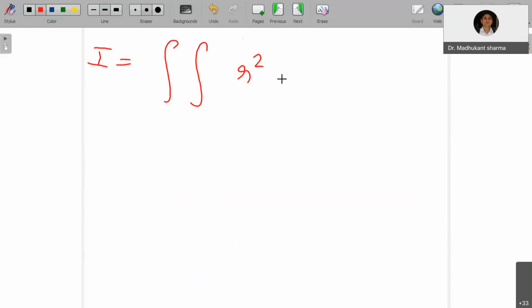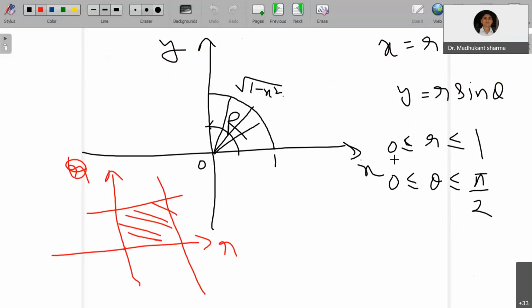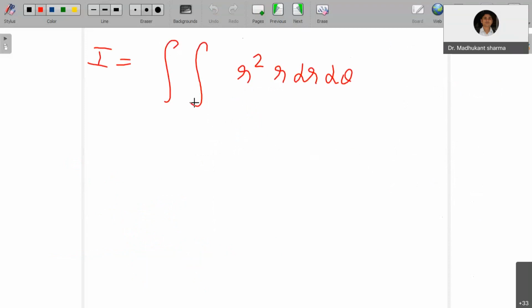dy dx, the area element is replaced by r dr d theta. Now, Fubini's theorem tells you, because this is a rectangle with finite limits 0 to 1 and 0 to pi by 2, you can integrate with respect to r first or with respect to theta first. And then the integral becomes simple now.